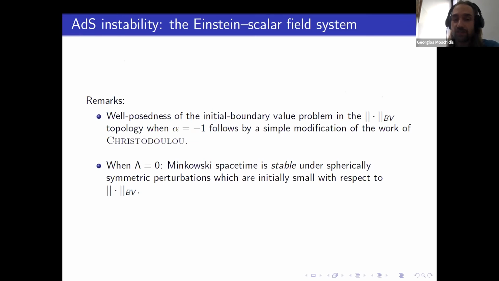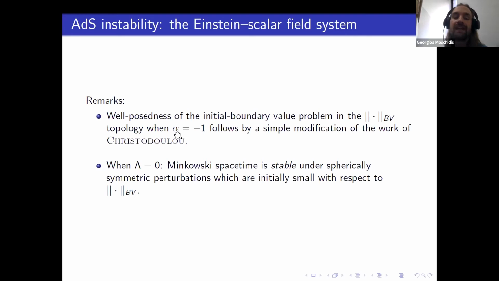This is because the initial boundary value problem with respect to that norm in the conformally coupled case is well posed. In particular, this means that the trivial solution is Cauchy stable. And this follows by just modifying the work of Christodoulou, who proved the well-posedness of the Einstein scalar field system in spherical symmetry in the BV class, in the asymptotically flat case. The modifications are actually very simple in the case when we're looking at the conformally coupled value for the Klein-Gordon mass. I actually don't know how to do that in the singular case.